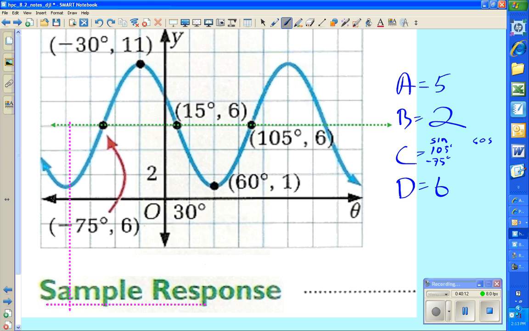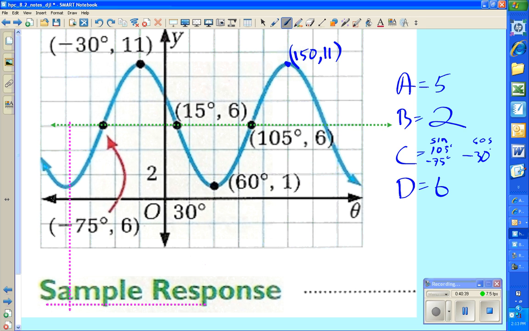What would you use for C if you're doing a cosine? Negative 30. It's the x-coordinate of the maximum, which is this one, or the x-coordinate of this maximum, which we really don't know, but we could add 180 to it and find out that it's 150. I just don't know why you would want to do that when they've already given you a value.